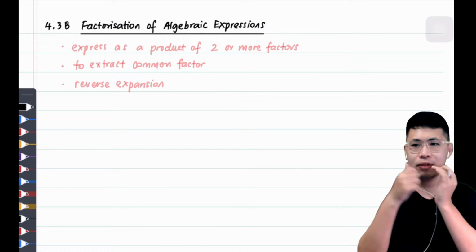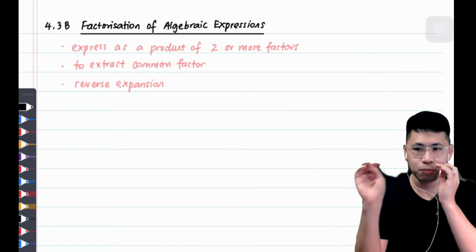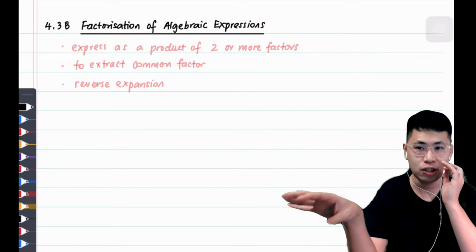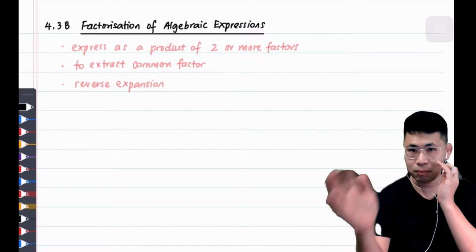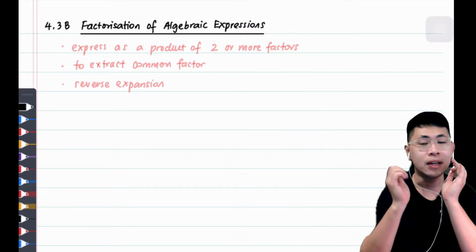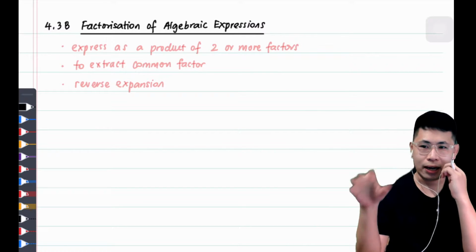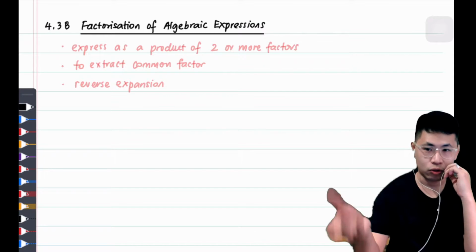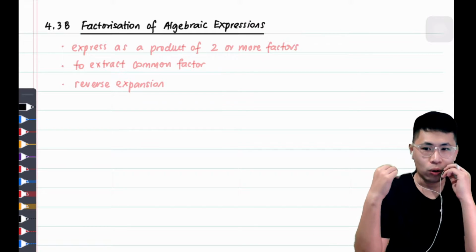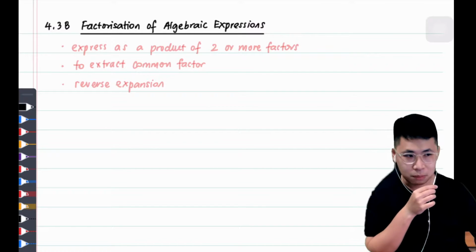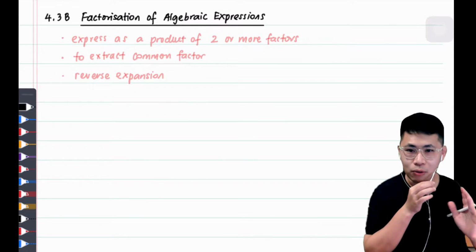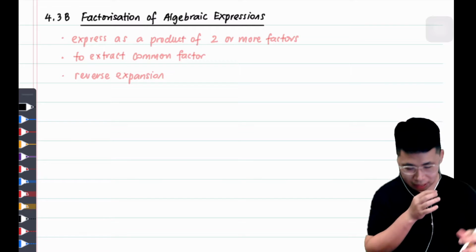Alright, so what are we doing for factorization? It is to express an algebraic expression as a product of two or more factors. We're going to get something times a bracket. We're going to extract common factors for our process, and this process is actually the reverse of our expansion. Let me tell you how it is a reverse of the expansion.